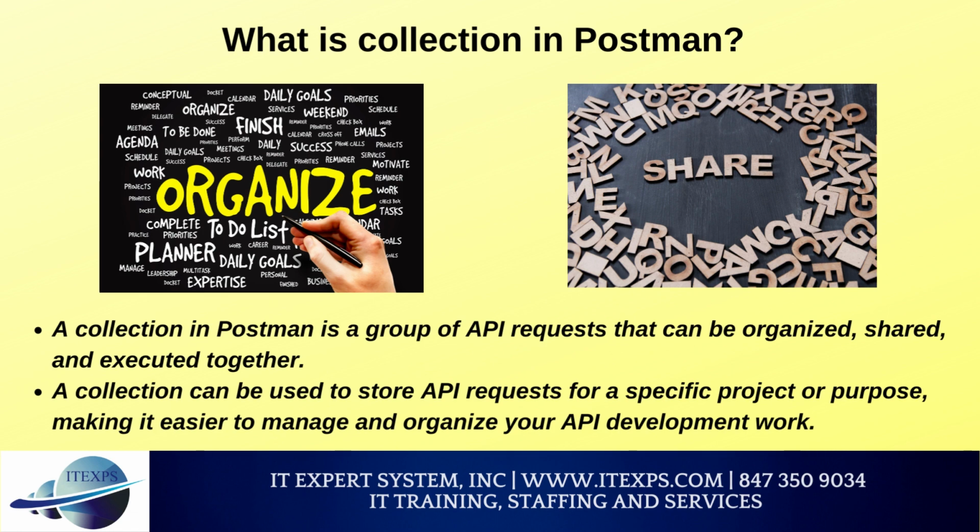You can create a new collection in Postman and add API requests to it. Each API request in a collection can be named, documented, and grouped with others under a folder. You can also add variables to a collection, which can be used to store values that change between requests, such as API keys or URLs.